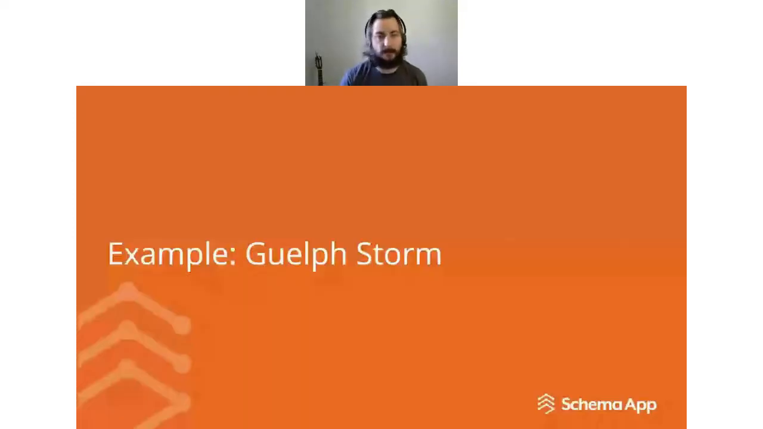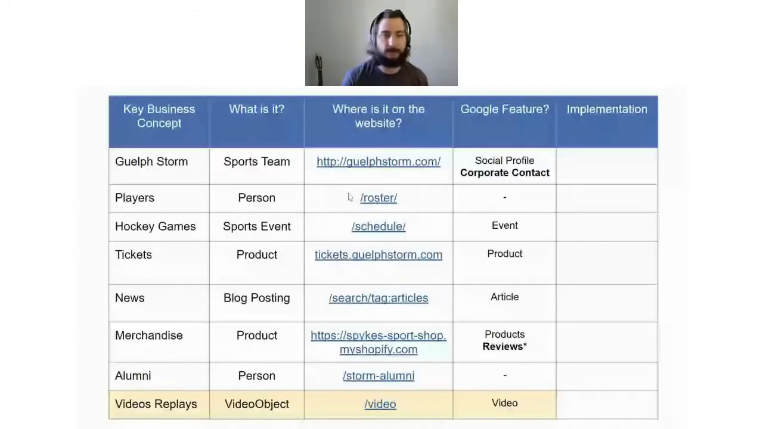So if you were following along, you would know that in our schema strategy session, we talked about Guelph Storm. So I'm going to do a quick example here for Guelph Storm to underline how this actually works in Schema. This was our strategy, and I've created markup for the home page, but what if we wanted to create markup for one of their articles?